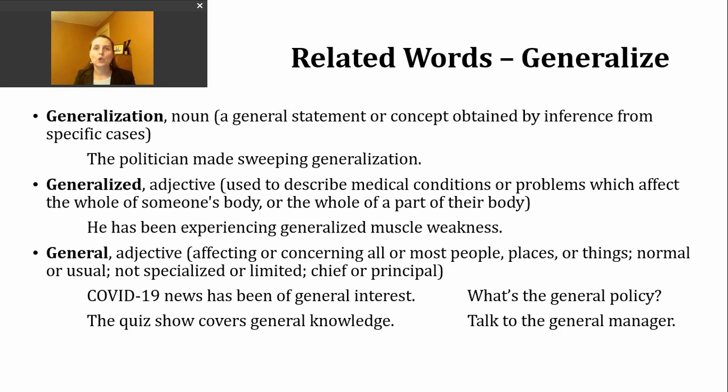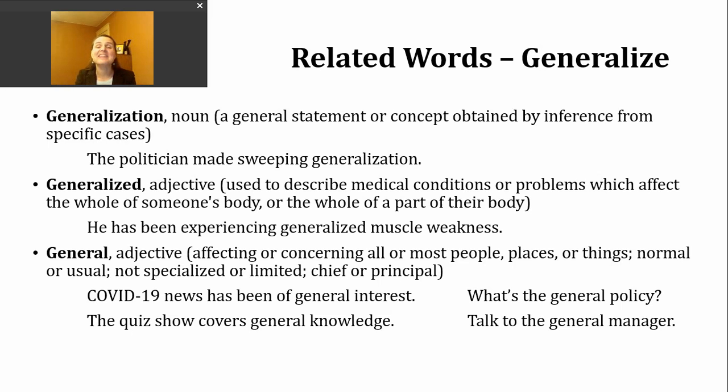Another related word is the adjective generalized. This is really common in the medical field. So it's used to describe a medical condition or some sort of medical problem that is affecting someone's whole body or the whole part of their body. So it's not just a small part of their arm, it would be the whole arm. That's what that second part of the definition means.